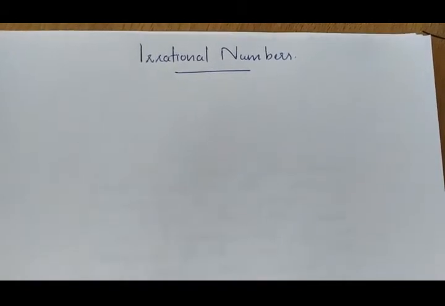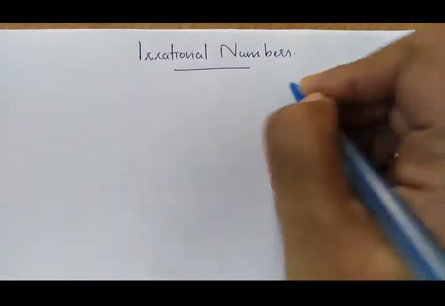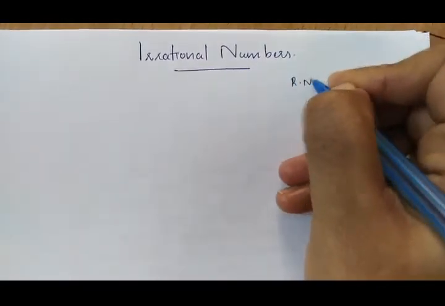Today we are discussing irrational numbers. What is an irrational number? Simply saying, an irrational number is a number which is not rational. First we have to discuss a rational number.